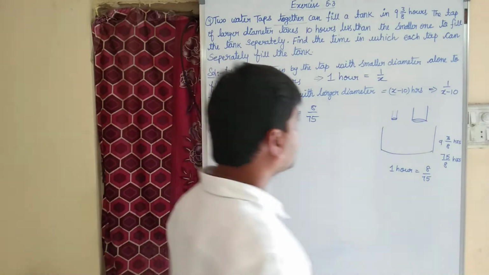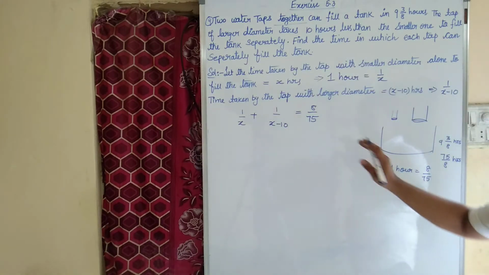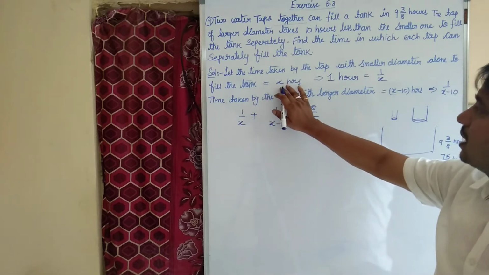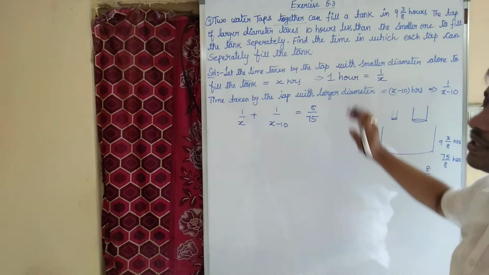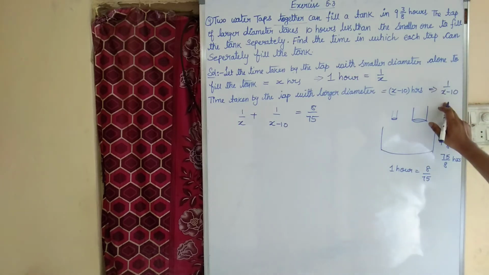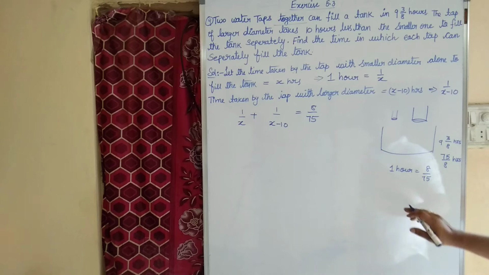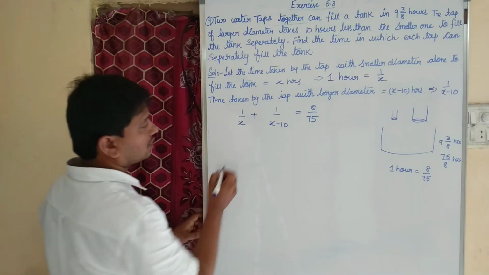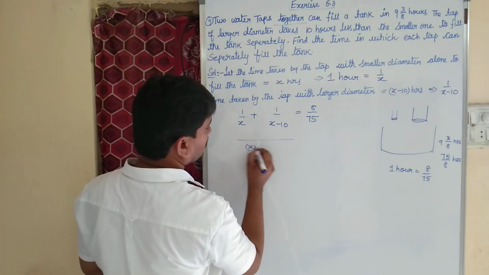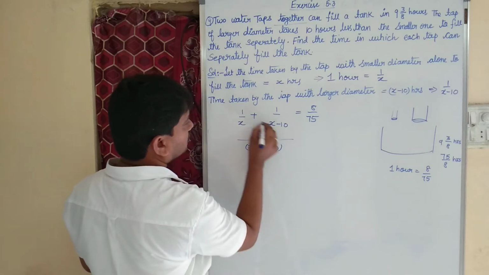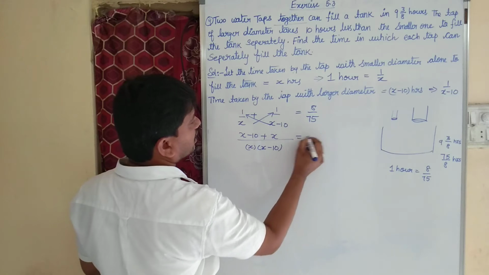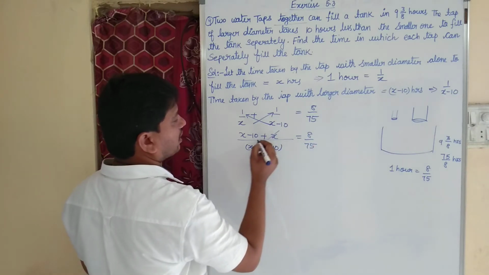The thing is, you need to understand that the time taken by the tap with smaller diameter to fill the tank separately is x hours. In 1 hour, how much? 1 by x. And in 1 hour the other is 1 by x minus 10. Two water taps together in 1 hour is 8 by 75. So 1 by x plus 1 by x minus 10 equal to 8 by 75. The LCM is x into x minus 10. So x minus 10 into 1 is x minus 10, plus x into 1 is x, equal to 8 by 75.